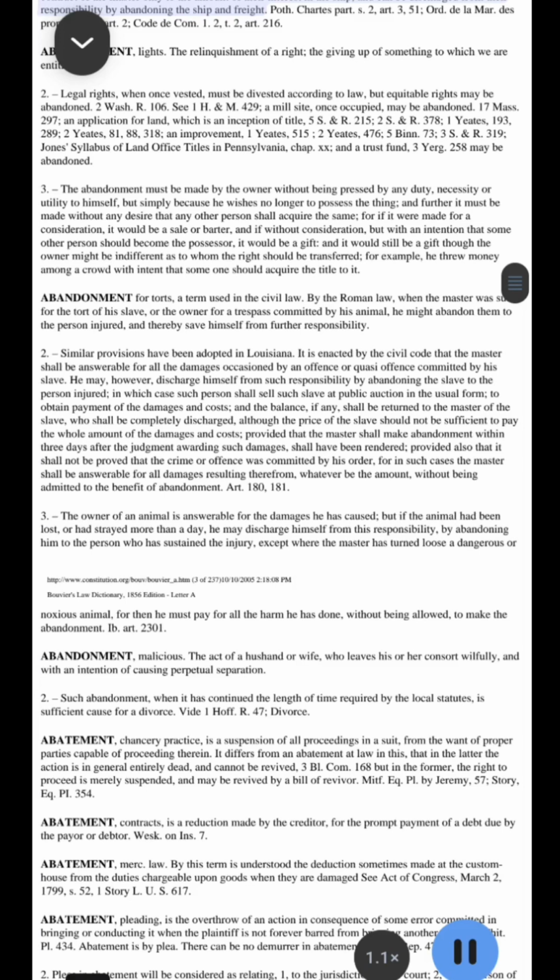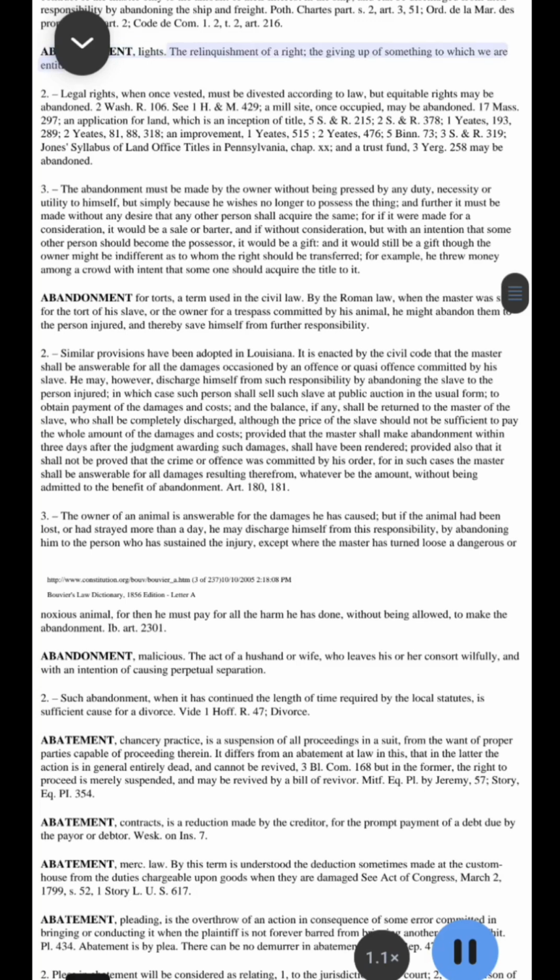But with regard to ship owners there is a remarkable peculiarity. They are bound by the contract of the master only to the amount of their interest in the ship, and can be discharged from their responsibility by abandoning the ship and freight. Poth. Chartes Part. s. 2, art. 3, 51; Ord. de la Mar., des Propriétaires, art. 2; Code de Com. l. 2, t. 2, art. 216.